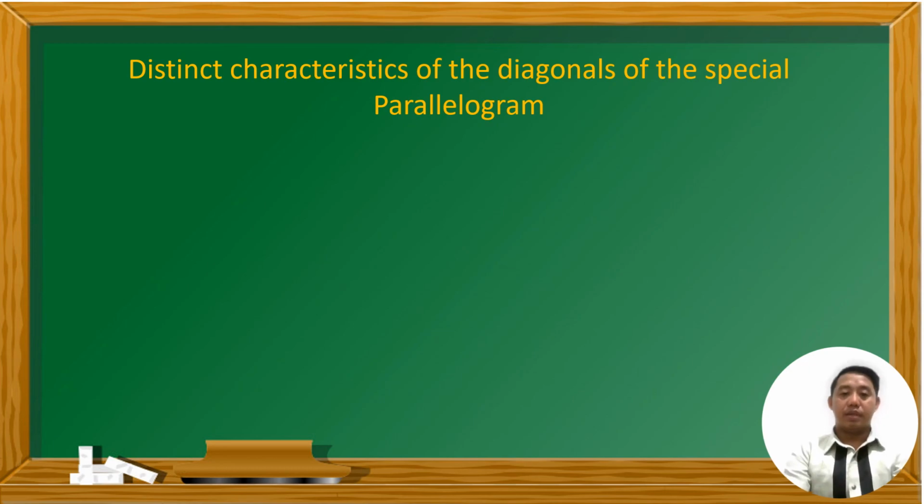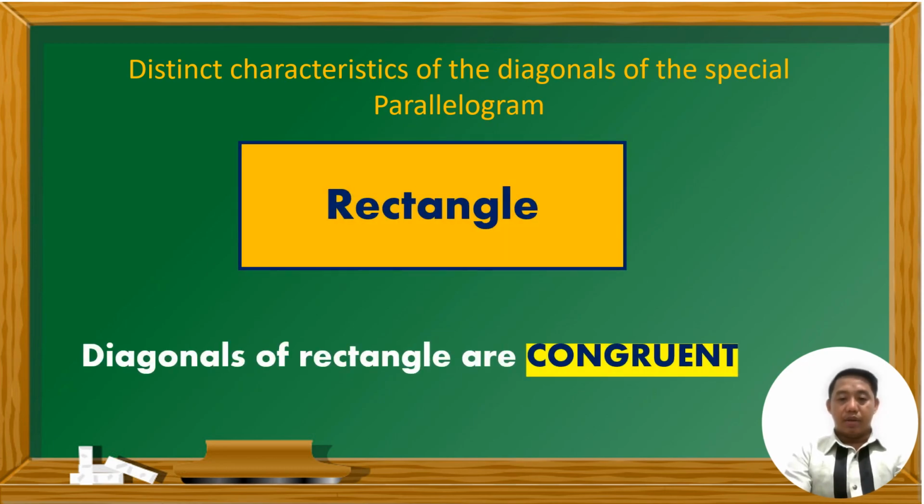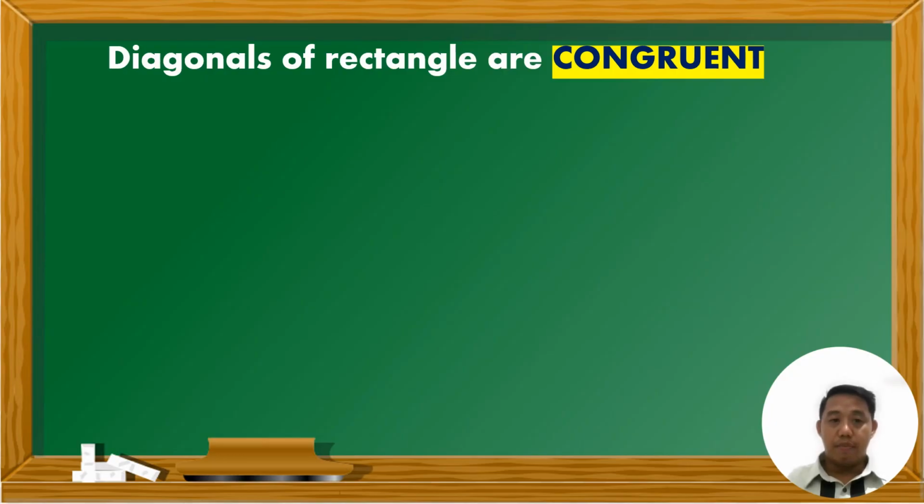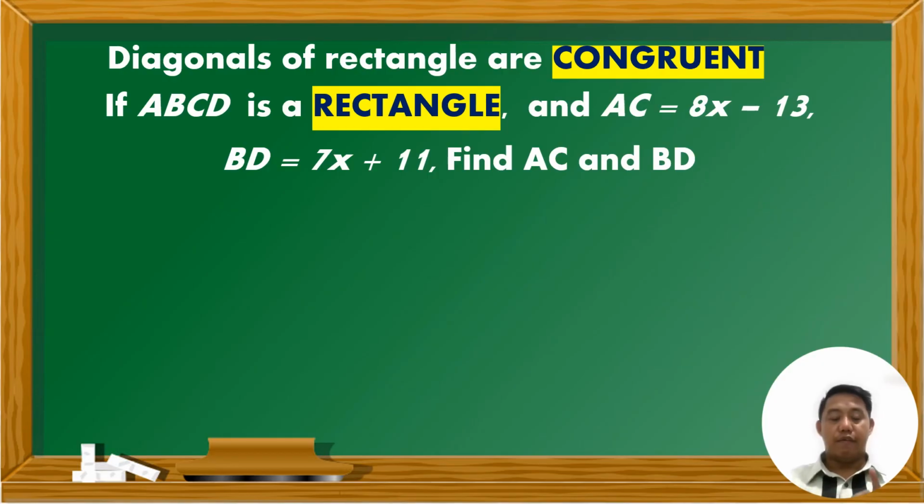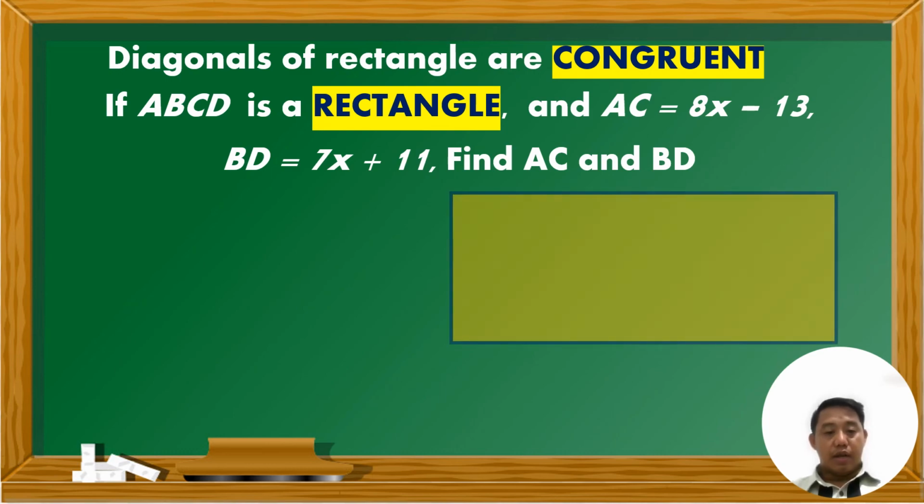Next. Sa rectangle naman tayo. Diagonals of rectangle are congruent. And so, balikan natin ito. We now have diagonals of rectangle are congruent. So, if ABCD is a rectangle and AC is equal to 8x minus 13, BD is equal to 7x plus 11, find the measurement of AC and BD. So, let's draw first the rectangle ABCD.